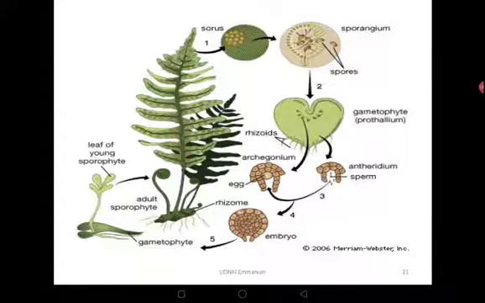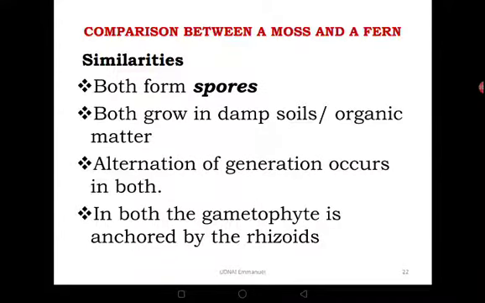They will move by cilia to the eggs and fertilize and remain there, and then they will together develop into an embryo, and that embryo will develop into a sporophyte. The sporophyte will grow and begin producing spores, and the cycle continues. So I hope you can describe the life cycle of the fern and also the one for the moss.